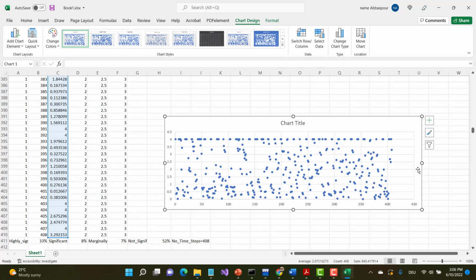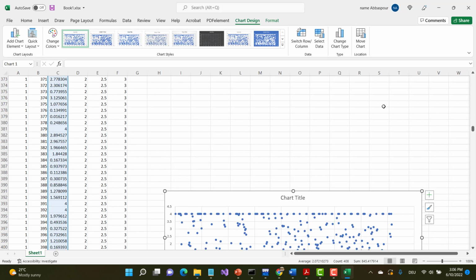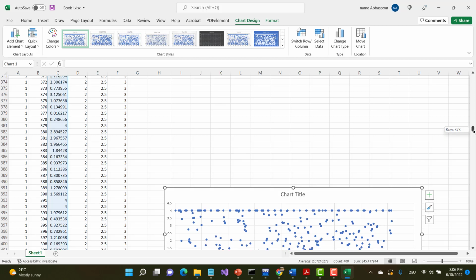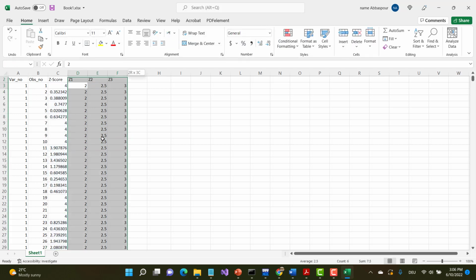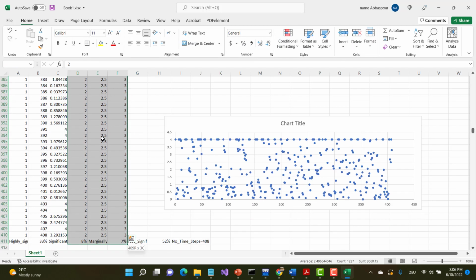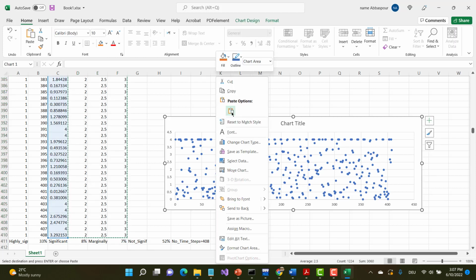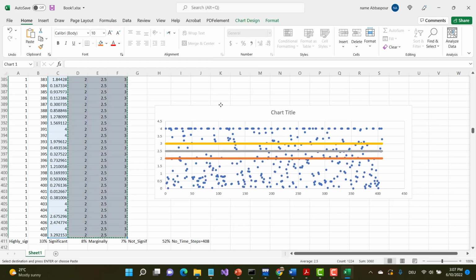And then I take these cutoff values, copy them, and simply paste them here. And it'll give me these graphs.